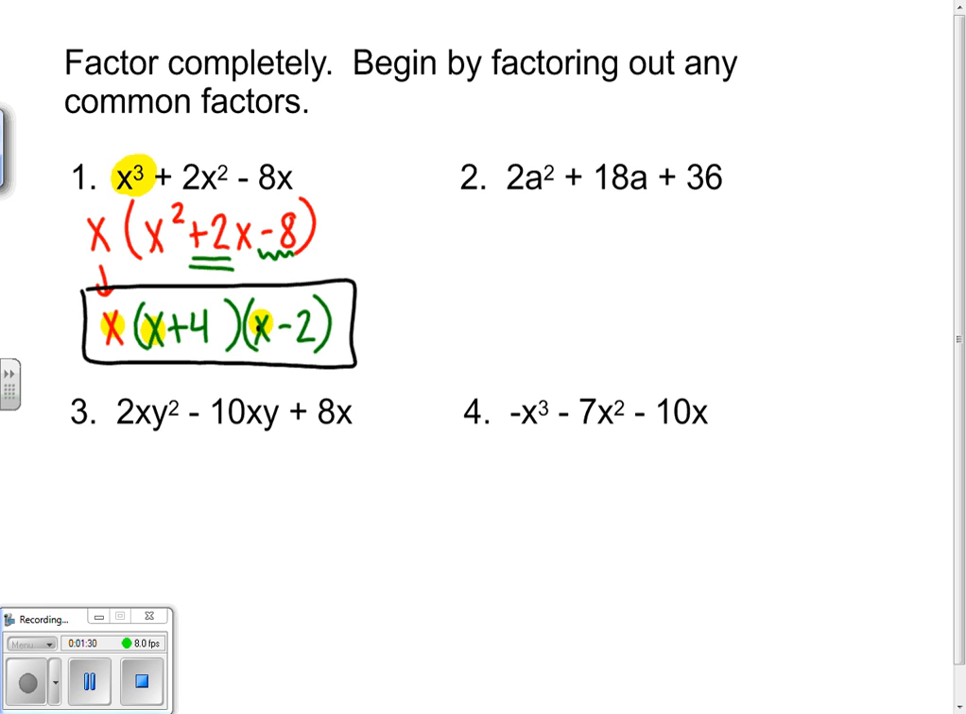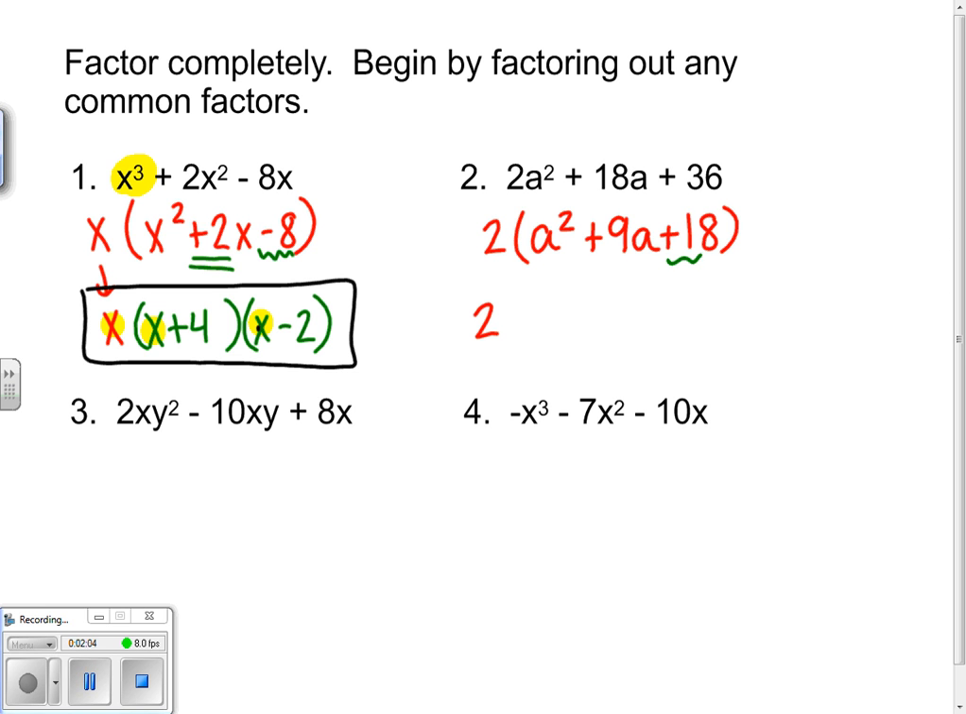Taking a look at number 2, I'm going to repeat that same process. The GCF between a 2 and 18 and a 6, or 36, is a 2. Can't take any a's. When I take a 2 out, I'm left with a squared plus 9a plus 18. If you have 3 terms, a squared, 9a, 18, that's 1, 2, 3, it's very important for you to look to see if it starts with a plain letter squared, in this case, an a squared.